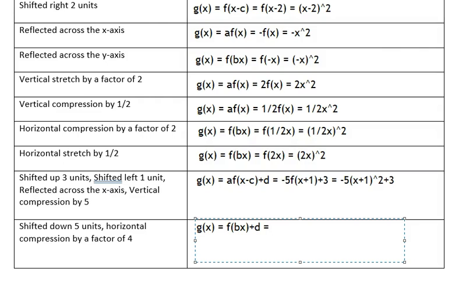And we get, since our compression is a factor of 4, remember you have to multiply x by 1 over 4, and then we're shifting down, so it's negative 5 units. So here we get 1 over 4 x squared, if we plug it into that original function x squared, minus 5. This would be the transformed equation based on these transformations.